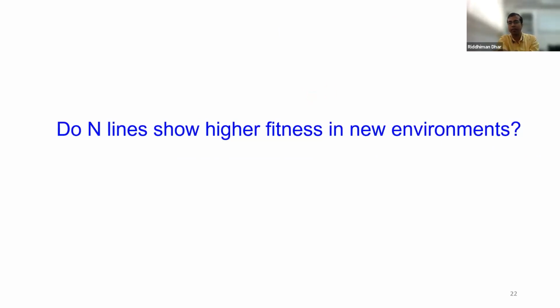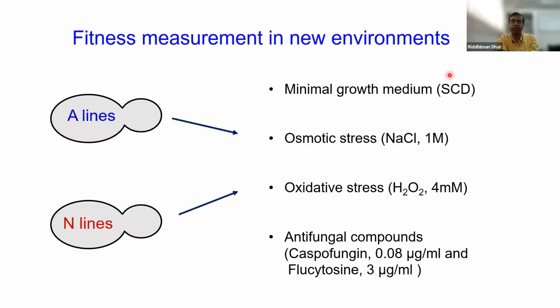Now, in the native environment we do not see much change, so the next question is, what happens if we now expose these N lines to new environments? Do N lines show higher fitness in new environments? So we did that. We exposed these A lines and N lines to different media, different environmental conditions. We subjected them to minimal growth media, which contains only essential nutrients, so limiting the amount of nutrients. We also exposed them to some stress, osmotic stress and oxidative stress. In addition, we also tested against some antifungal compounds.